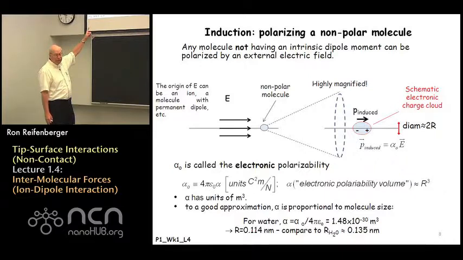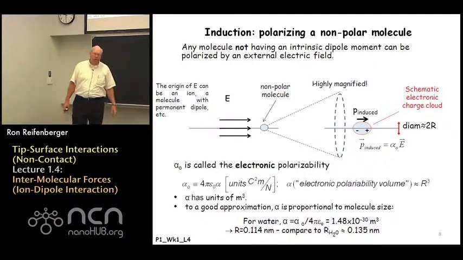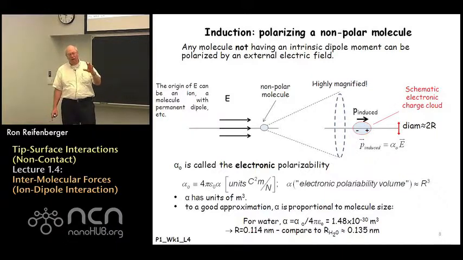and it's often written in this simplified form that alpha 0 is equal to 4 pi epsilon naught, where epsilon naught is the permittivity of free space, times another parameter alpha, which is referred to often in the literature as the electronic polarizability volume. And I think the case I'm trying to make here is that this electronic polarizability volume is roughly proportional to the volume of the atom or molecule that the dipole moment is induced in.